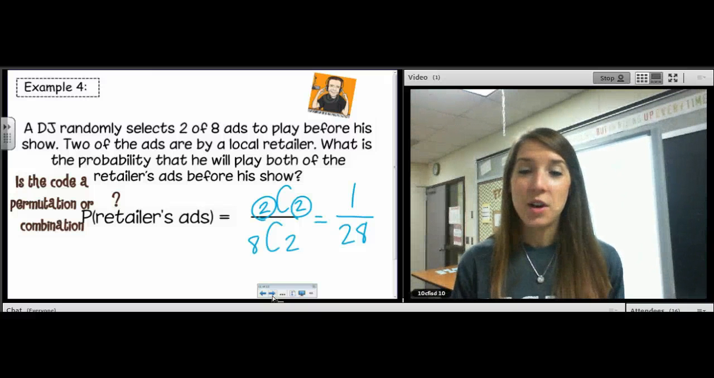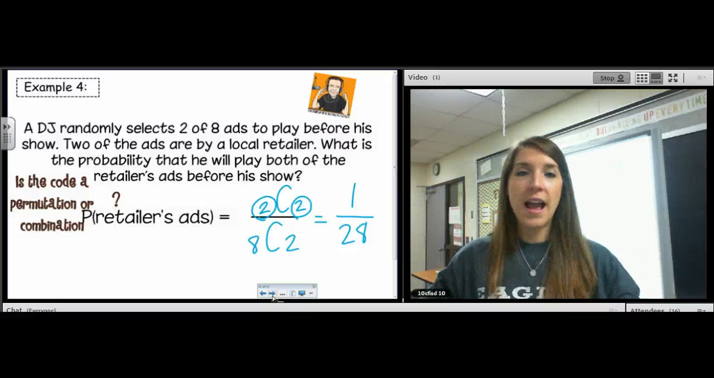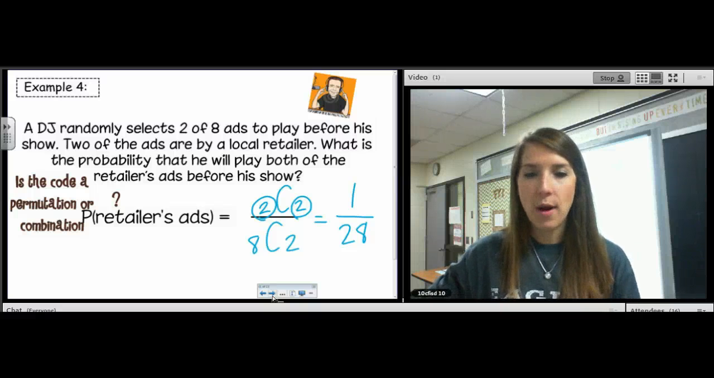So you need to have that one in your notes to look back on when you do your homework. In your homework, you'll find one that looks just like this one, and you'll do it the same way we did it so that you can practice it at home.